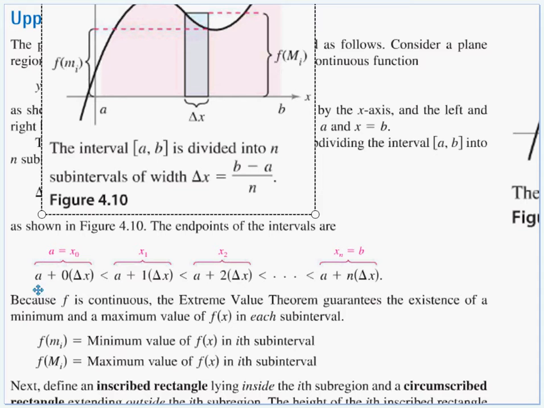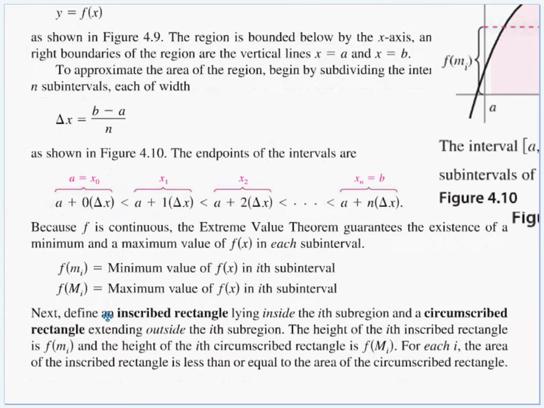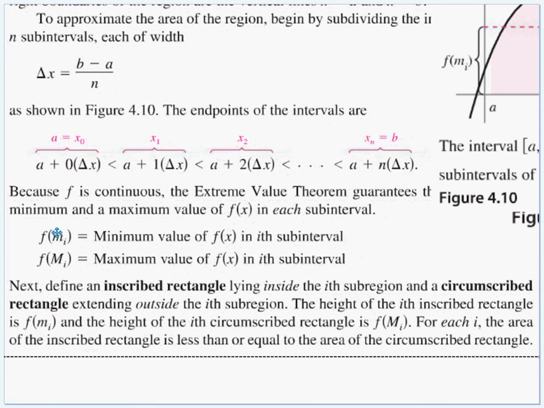So what they're doing here for our subintervals, we've got the left endpoint a. A lot of times that's going to be a 0 plus 0 delta x, and that will be less than a plus 1 delta x, which is less than a plus 2 delta x, dot, dot, dot, all the way to the last rectangle, the nth rectangle. Now, because the function's continuous, the extreme value theorem will guarantee the existence of a min and a max on each of those subintervals. To distinguish between them, we use upper and lower case. So f of lowercase m sub i is the minimum value. f of capital M sub i is the max value.